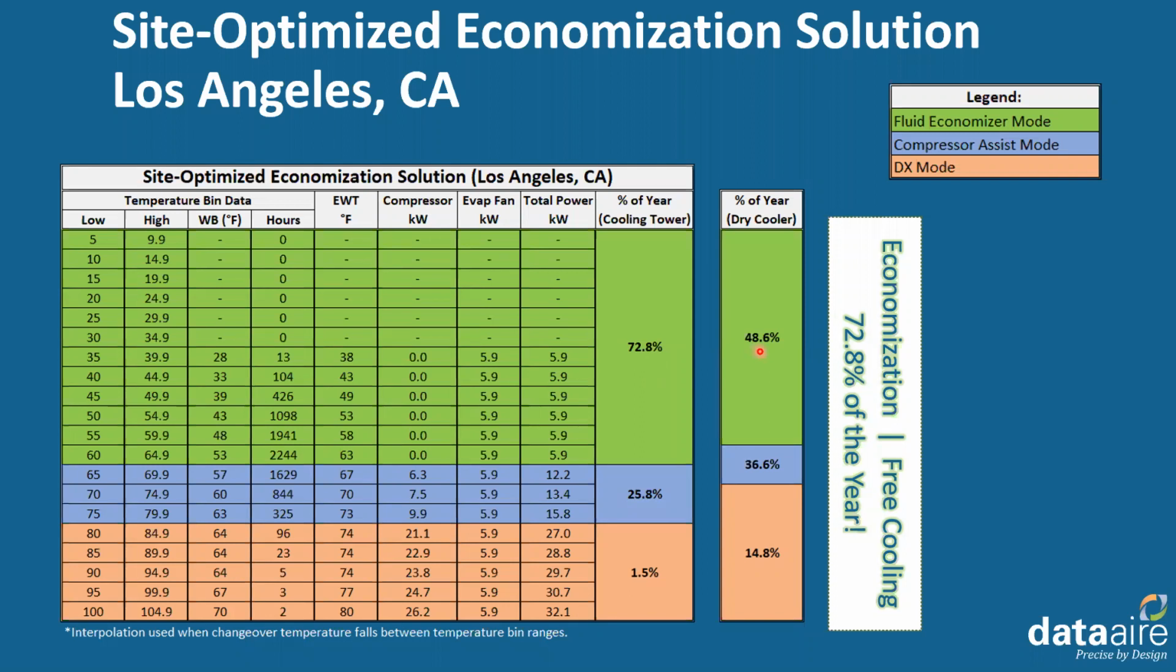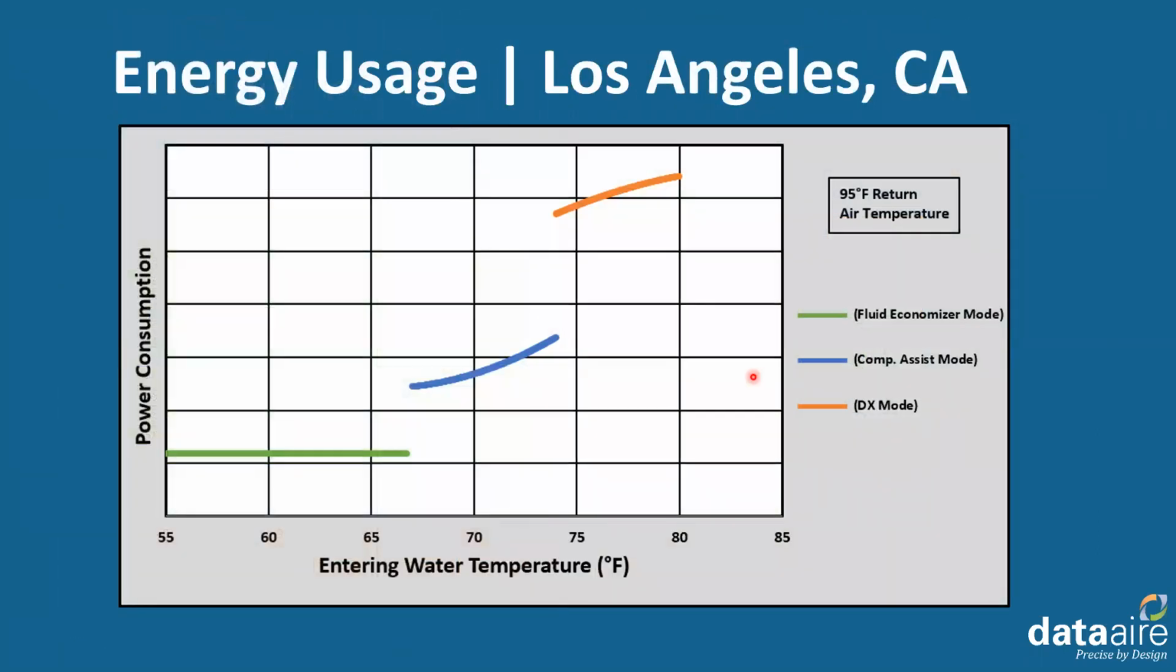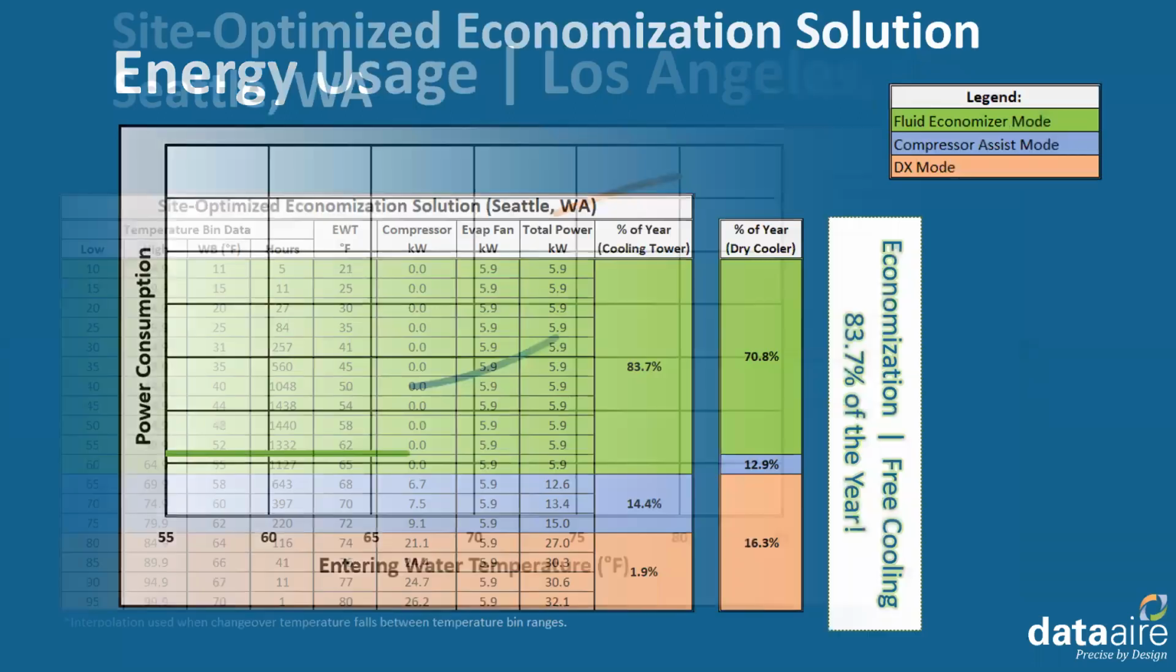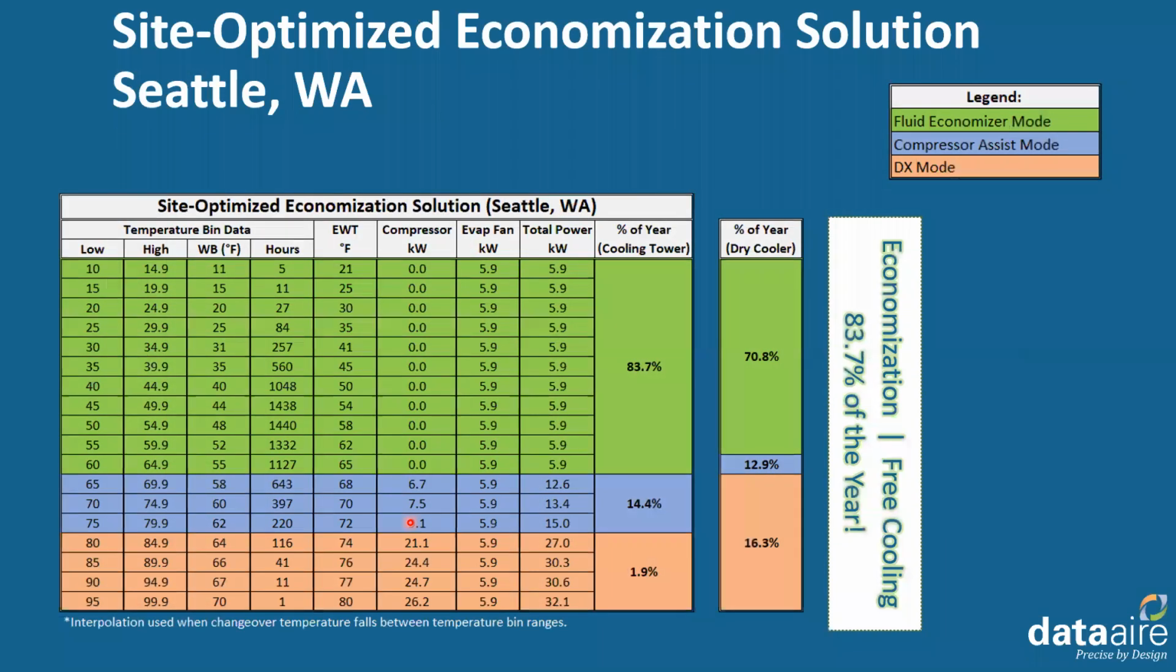In this case, using a dry cooler would have lost you a decent percentage of the year, as we were able to take advantage of the dry conditions in Los Angeles. Similar story here, this chart we've seen, but this has a much greater entering water temperature range for the compressor assist mode for Los Angeles. But similar story in other cities.